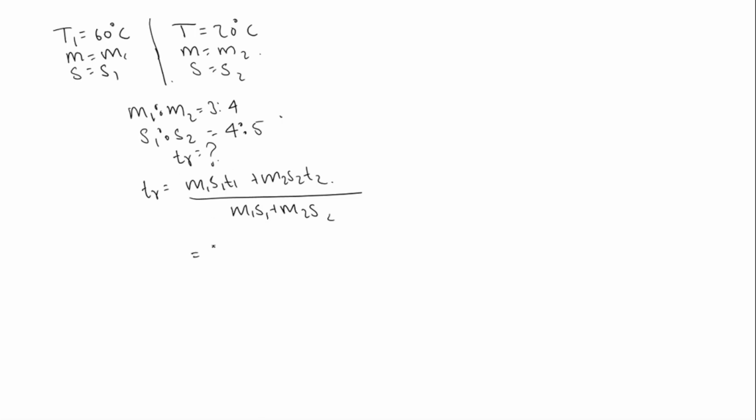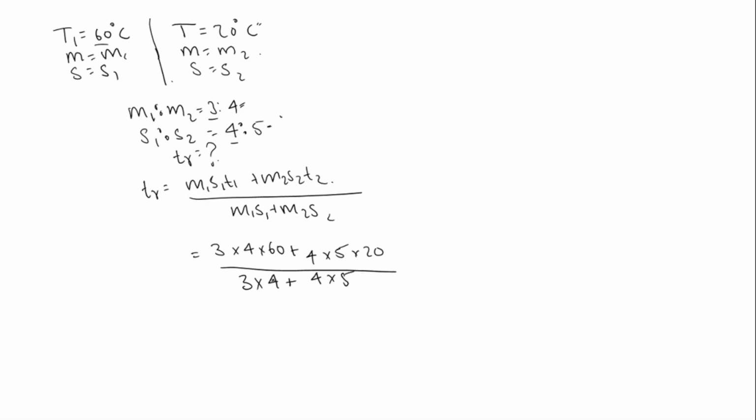M1 is 3, S1 is 4, T1 is 60 degrees Celsius, plus M2 is 4, S2 is 5, T2 is 20, by M1, that is 3, S1 is 4, plus M2 is 4, M2 over here is 4 into S2, that is 5.